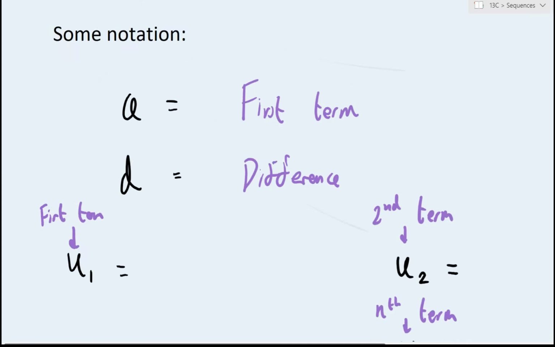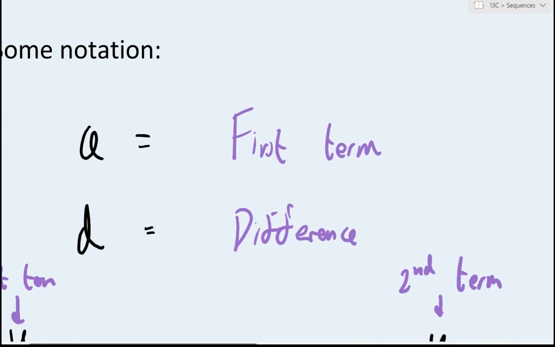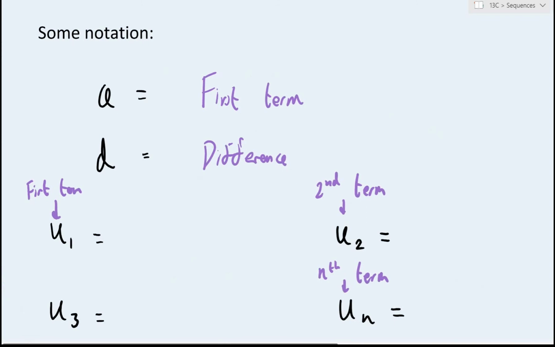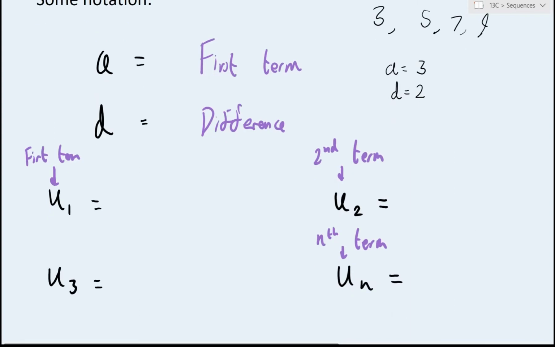So for basic notation, A always represents the first term and D always represents the difference. So if I just say have the sequence 3, 5, 7, 9. Here A will be 3 because that's the first term, and D will be 2 because each time it's going up in 2. You need to know how this relates to any term you want.